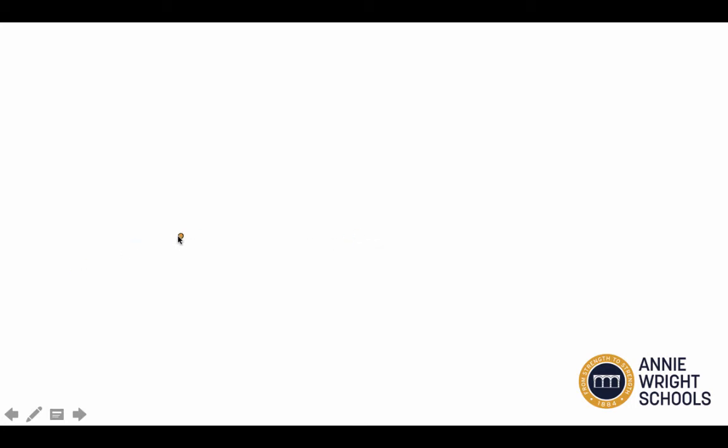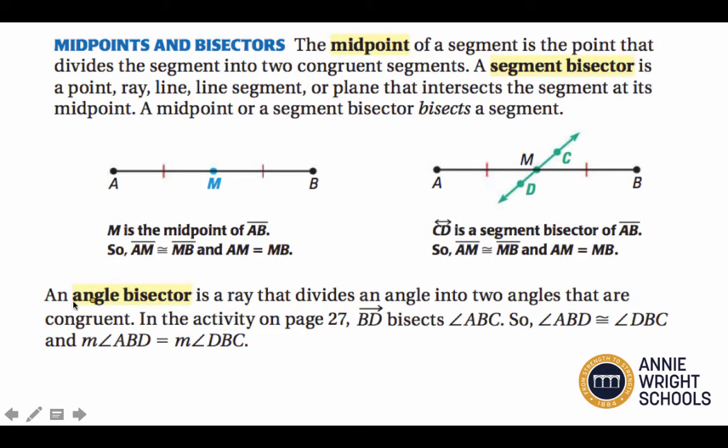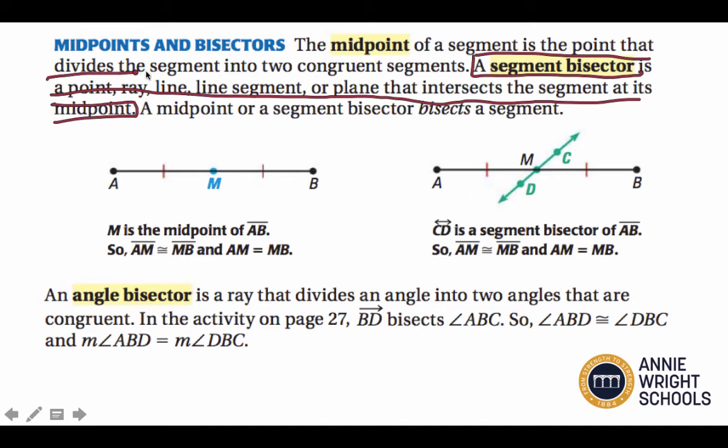Another thing that's really important is we can have what's called an angle bisector. Now, I put the definition of segment bisector back up on this slide because I want you to read it closely. They are different definitions. A segment bisector is a point, ray, line segment, or plane that intersects the segment at its midpoint. What that means is if we know something is a segment bisector, then we know the intersection of that thing and the segment is a midpoint. In this case, we know M is the midpoint because CD, the line, is a segment bisector of AB.